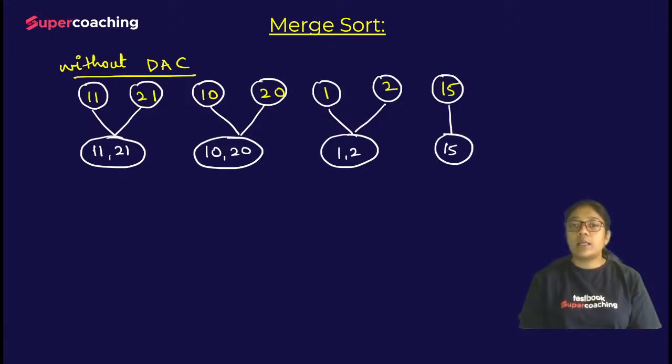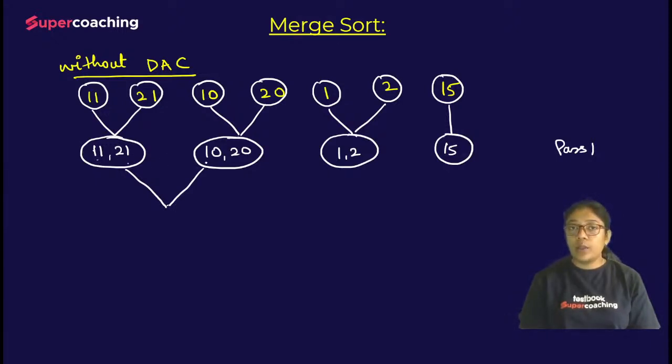Without DAC, one time the question was asked, you were supposed to return the output in pass 2. So this is the output in pass 1. After applying pass 1 without DAC, the output will be 11, 21, 10, 20, 1, 2, and 15. In pass 2, again we'll be merging two nodes from a tree. We are merging two lists.